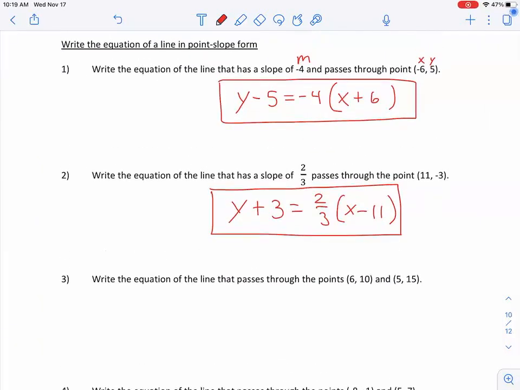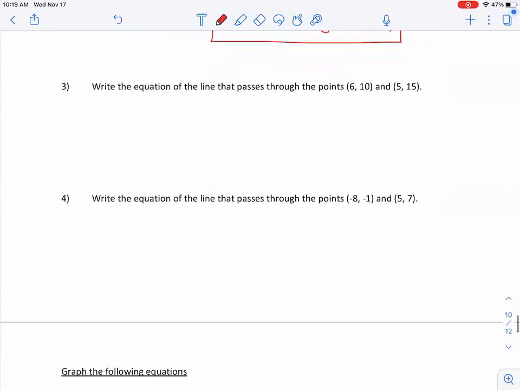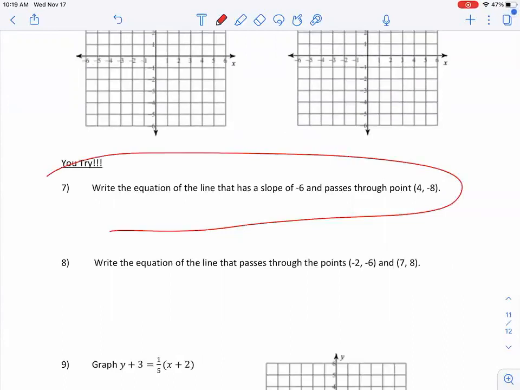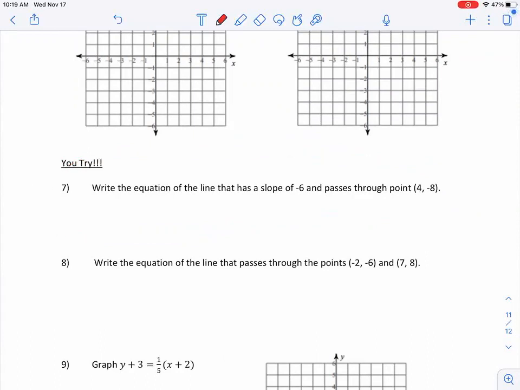All right, would you do this problem right here where it says now you try? Write the equation of a line that has that slope and that point. I'm only going to give you about 20 seconds because it shouldn't take any longer than that. You need to look at the one above it for a model.